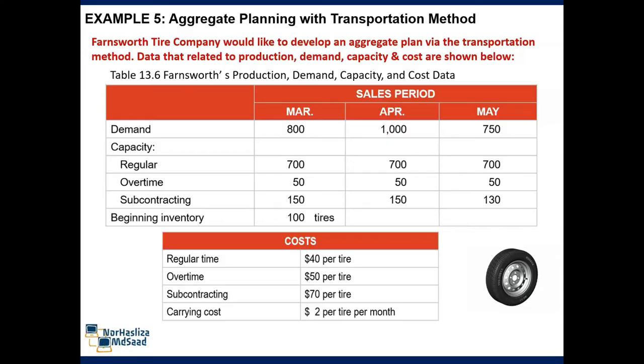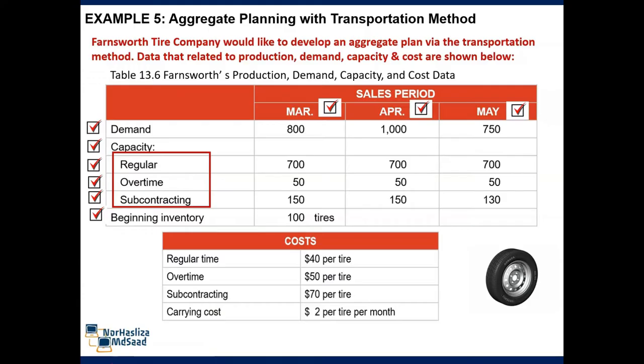This company has 3 different sales periods: March, April, and May. It has the information regarding demand and capacity with regular time, overtime, and subcontracting, and also the beginning inventory information, which is 100 tires in March. The capacity has different kinds of costs. Regular time is $40 per tire, overtime $50 per tire, subcontracting $70 per tire, and the carrying cost is $2 per tire per month.